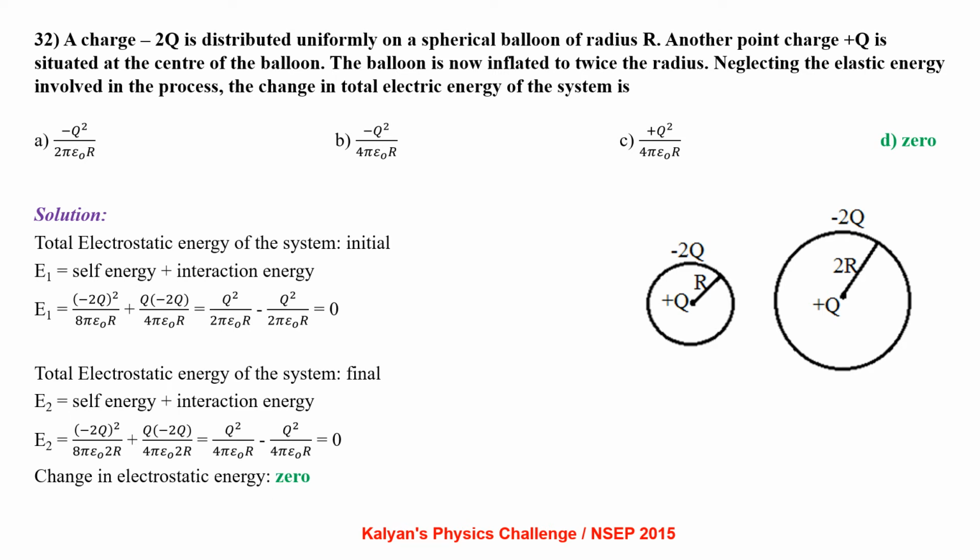Total electrostatic energy of the system initially, E1, equals self energy plus interaction energy, that is minus 2q whole square by 8 pi epsilon naught r plus q into minus 2q by 4 pi epsilon naught r, which comes out to be 0. Total electrostatic energy of the system finally, E2, equals self energy plus interaction energy, that is minus 2q whole square by 8 pi epsilon naught 2r plus q into minus 2q by 4 pi epsilon naught 2r, which is again equal to 0. So the change in electrostatic energy of the system is 0.